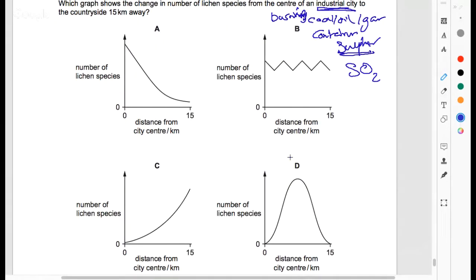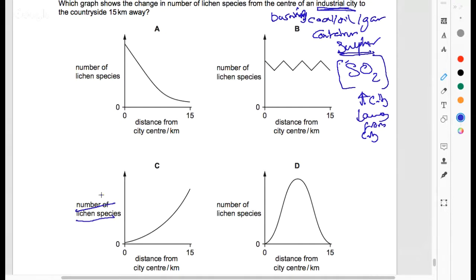So in the center of the city, we're going to have a high concentration. These square brackets represent concentration. It's going to be high in the city, and it's going to decrease as you go away from the city. So in the middle of the city, we're going to have a high concentration of sulfur dioxide. High concentration of sulfur dioxide means not very many.